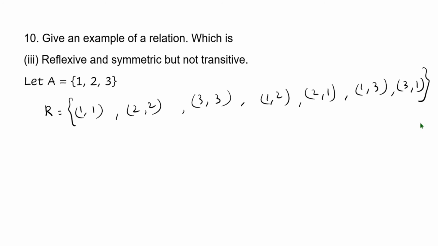So if we see in this relation, it is reflexive. We have (1, 1), (2, 2), (3, 3). So this relation is reflexive. We have (1, 2), (2, 1), (1, 3), (3, 1). Then this relation is symmetric, but it is not transitive. We take these two, that is (2, 1) and (1, 3). These two belong to R, whereas (2, 3) does not belong to R. Therefore, R is not transitive.